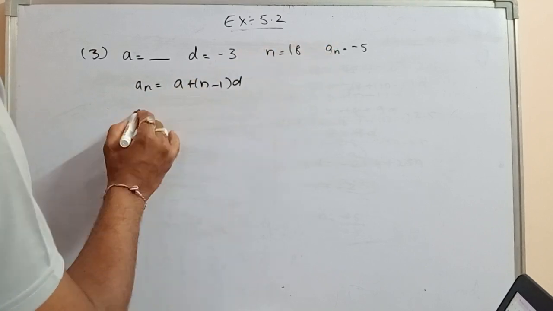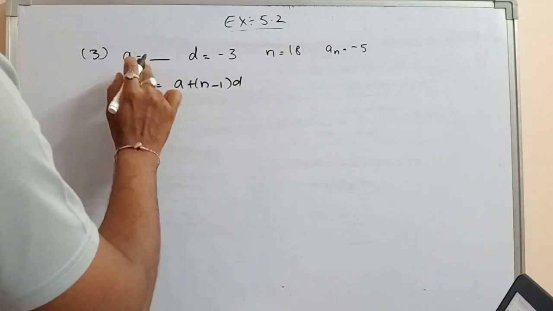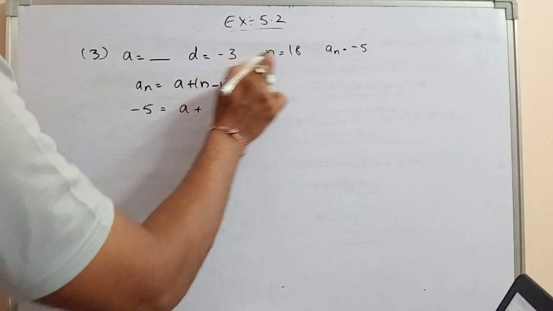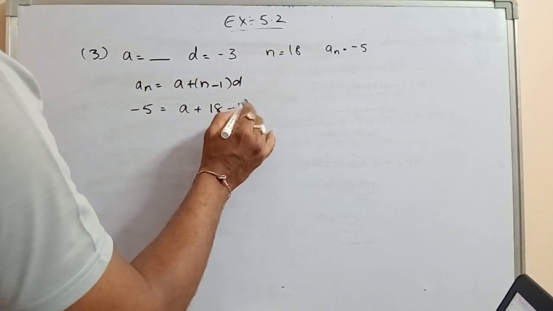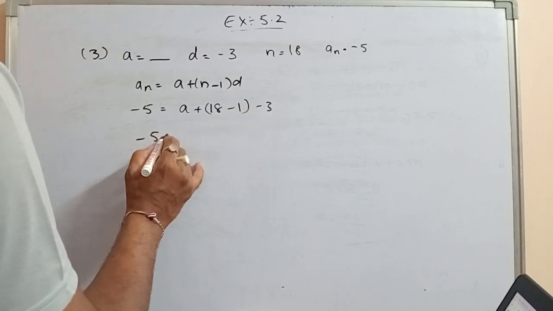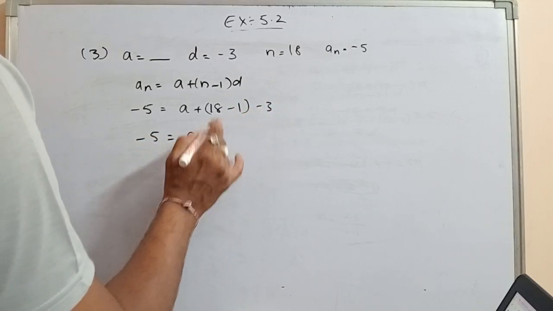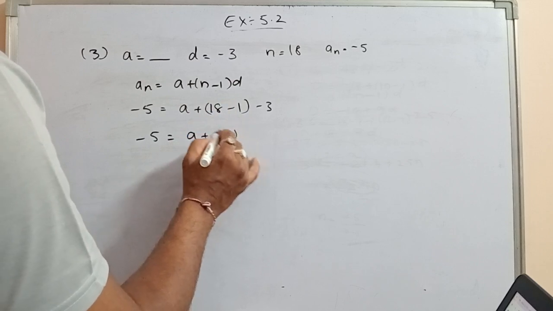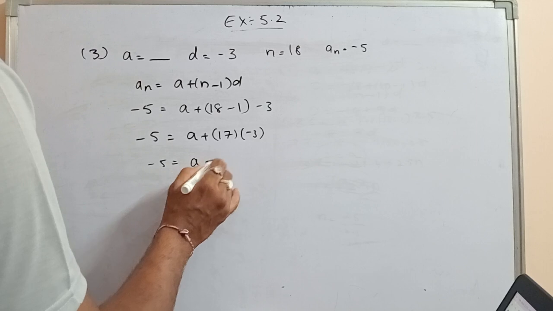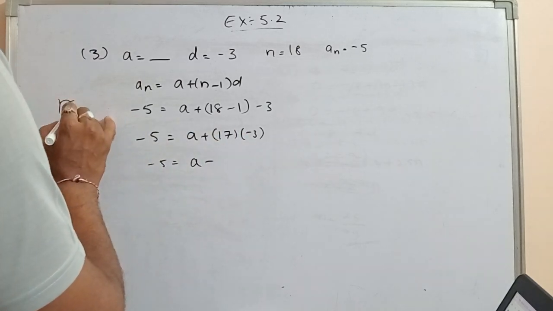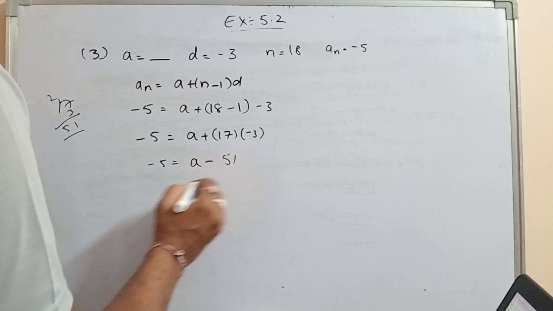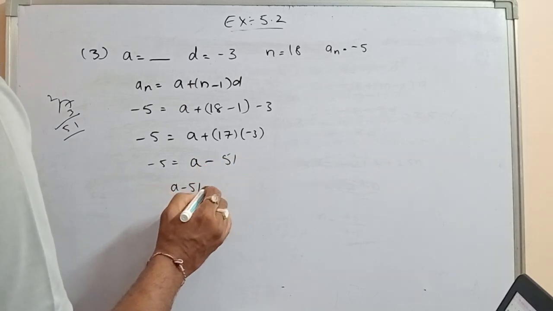So an we have minus 5 is equal to, what is the value of a we don't know, so a is nothing but the first term we don't know, plus n is nothing but the 18th term, minus 1 into d, which is minus 3. So minus 5 is equal to a plus 17 into minus 3. So minus 5 is equal to a minus, 17 times 3 is 51. So a minus 51 is equal to minus 5.